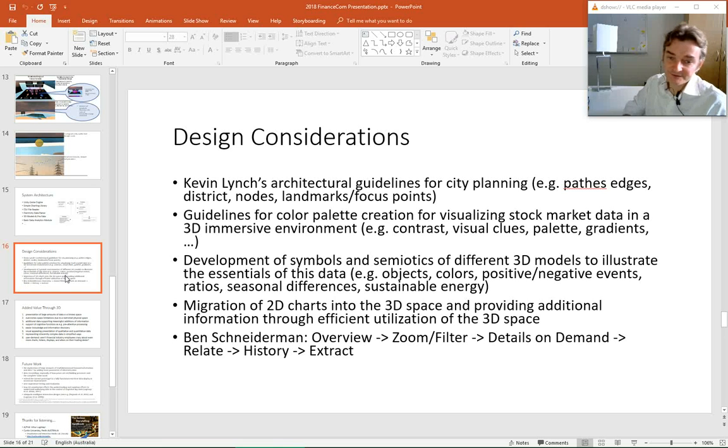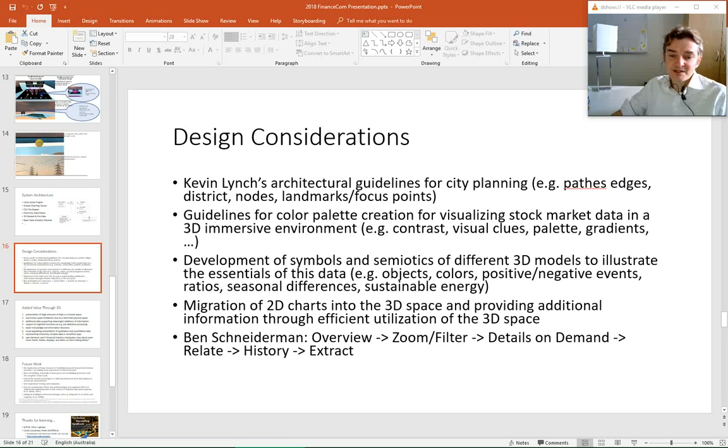So we used Kevin Lynch's architectural guidelines for city planning. We also developed guidelines for different color palettes for the creation of the 3D visualization, like contrast, visual cues, palettes, gradients, and all this stuff. We also developed a small set of guidelines for the use of symbols and semiotics of different 3D models, which are then used to illustrate the essentials of the data, like objects, colors, positive and negative events, ratios, seasonal differences.